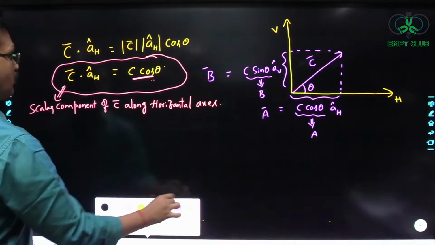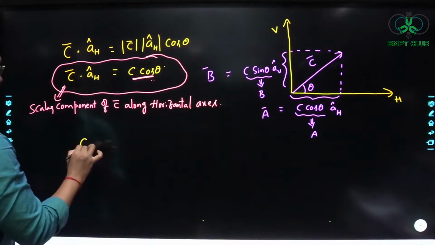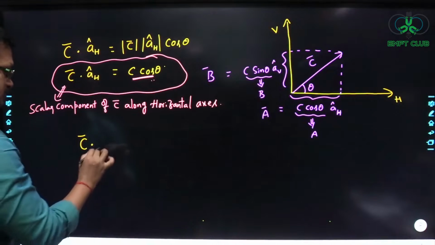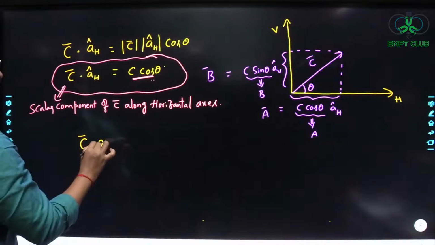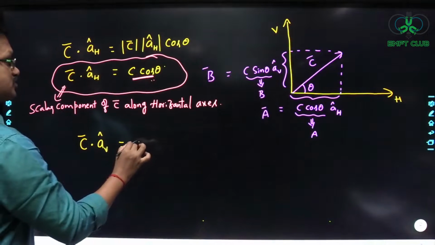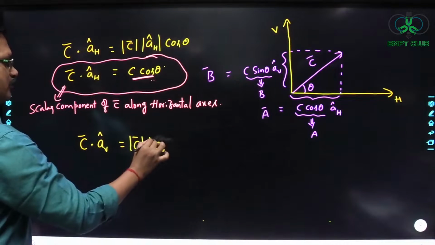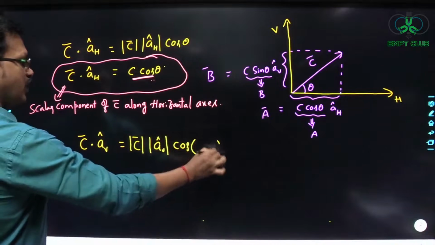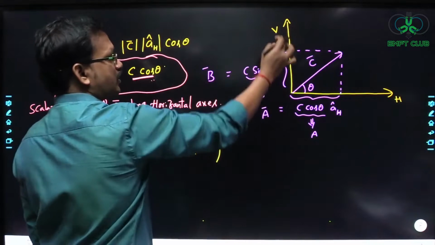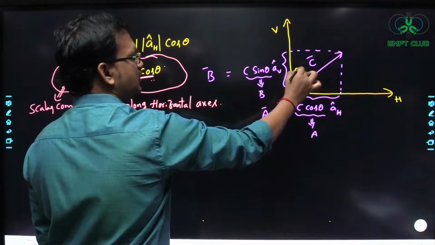Similarly, if you want the scalar component of C bar along the vertical axis, what do you have to do? Take C bar and do the dot product with the unit vector along the vertical axis. What is the unit vector along the vertical axis? It is nothing but AV cap. So what do you get? Magnitude of C bar into magnitude of AV cap into cos of the angle between C bar and AV cap. AV cap is pointing along the vertical direction, so the angle between C bar and AV cap is nothing but 90 minus theta.